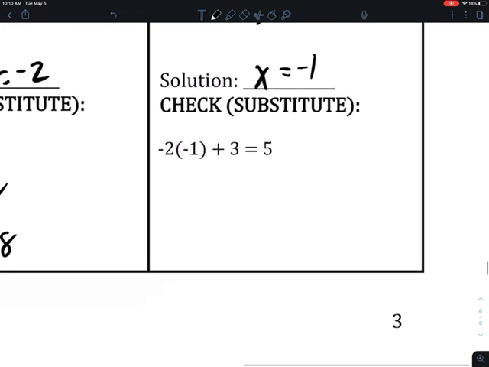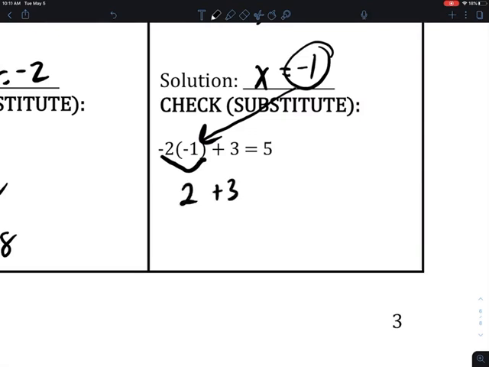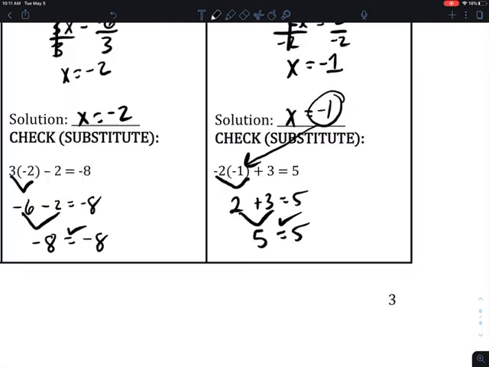Check our work. Here's my negative 1 right here. Substituting it, negative 2 times negative 1 gives us positive 2. I'm going to bring everything else down. Plus 3 equals 5. Well, what's 2 plus 3? 5. Does 5 equal 5? Checks out. Therefore, it's correct.